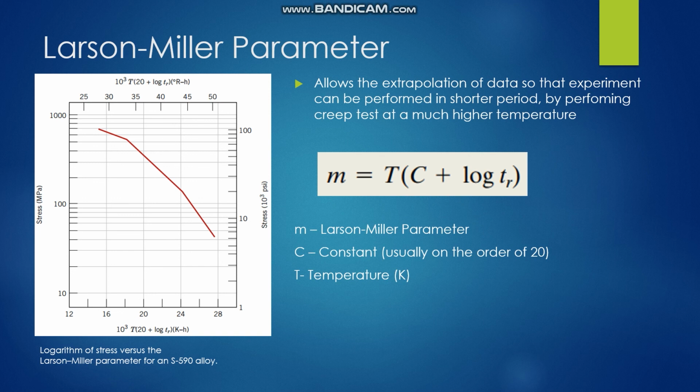Larson-Miller parameter is denoted by M in this formula. On the left, the figure shows us an example of logarithmic stress versus Larson-Miller parameter for an alloy. It shows us the correlation between the stress applied to the Larson-Miller parameter. Please also note that temperature is in Kelvin.